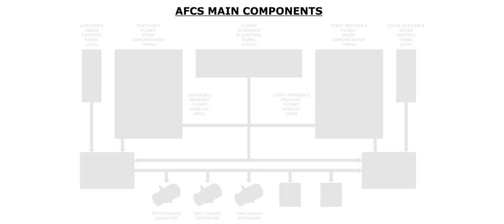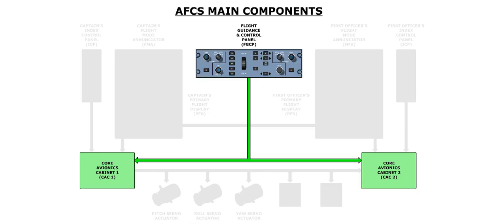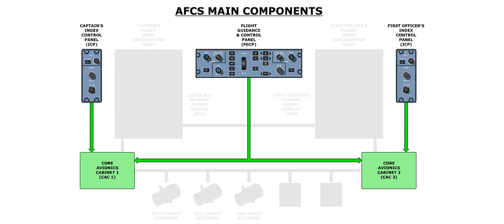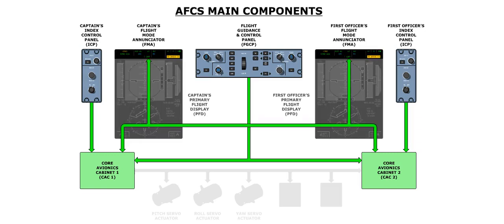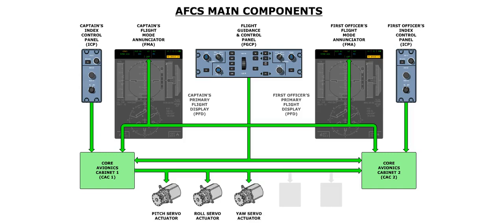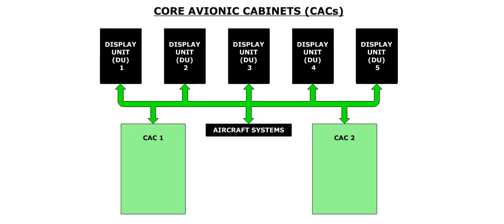The AFCS consists of two core avionics cabinets, or CACs, a flight guidance and control panel, or FGCP, two index control panels, or ICPs, two flight mode annunciators, or FMAs, three servo actuators, and two power trim boxes. CAC1 controls the autopilot functions, and CAC2 monitors the autopilot functions. The CACs communicate with the 5 display units, as well as aircraft systems, through data buses.